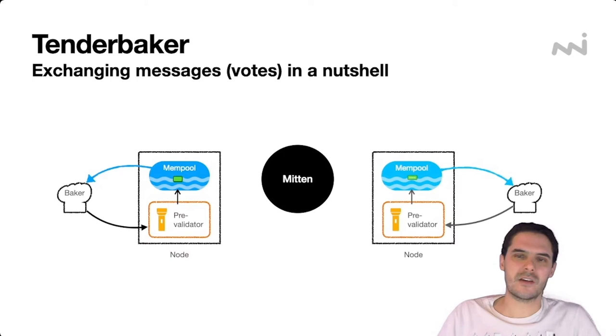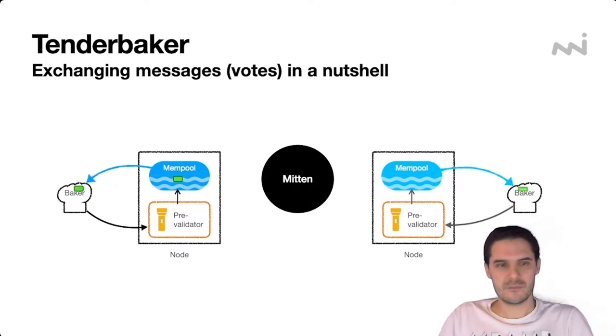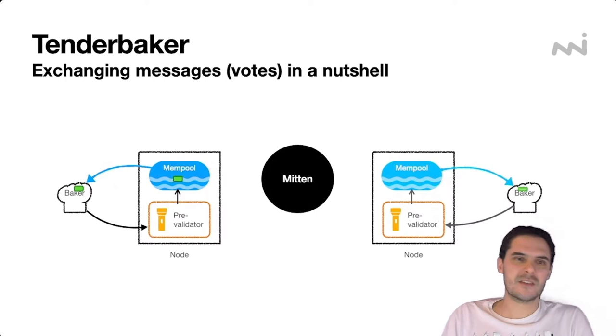And the baker on the right now sees the endorsement that's in his mempool and says, I have received an endorsement from this baker on the left. But the baker on the left also sees his own endorsement. But there's no way for Mitten to observe the communication between the baker and the node, and this is actually an important part of Tenderbake.